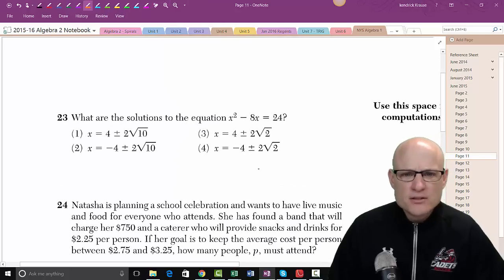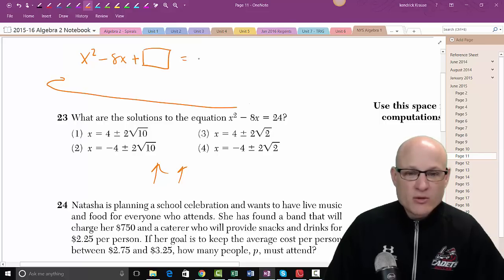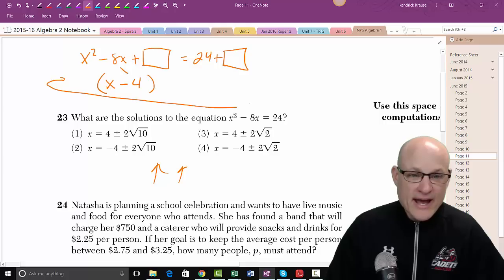What are the solutions of this? All right, so they obviously use completing the square here. So we'll just use completing the square. So we get x squared minus 8x plus square equals 24 plus square. So this is going to be x minus 4, half of this, squared is 16. So in these parentheses, we'll put 16, 16. Equals, and on this side, we get 40.